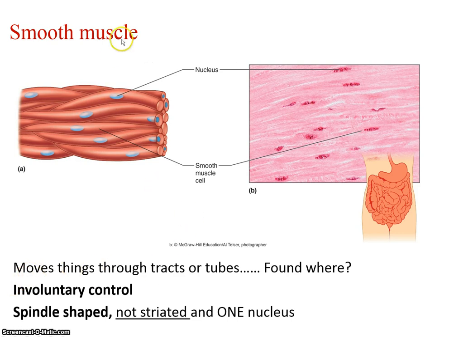These are still movers because it's muscle, but this time they are surrounding the tubes. They're in the walls of the tubes, our blood vessels, our digestive tract, our respiratory tract, our urogenital tract. And these are going to be involuntarily controlled. We are not going to be aware of the brain signaling or telling them to start moving something.